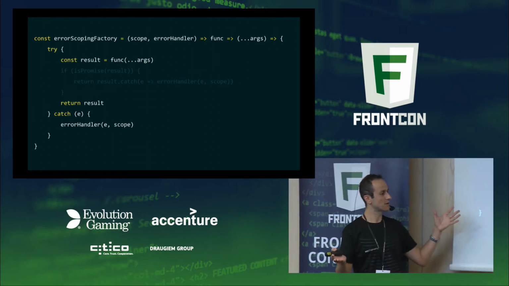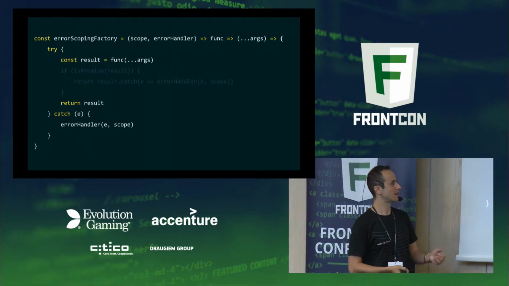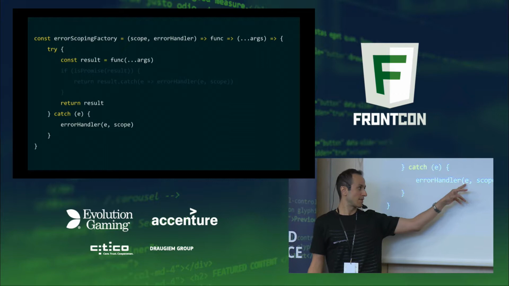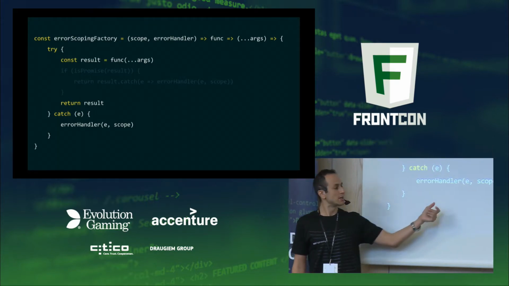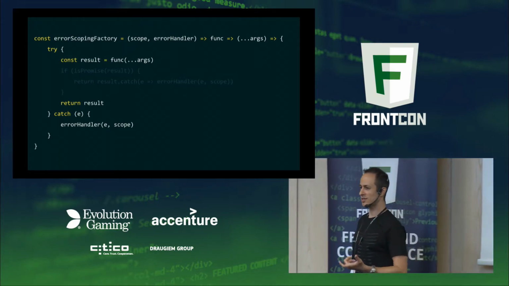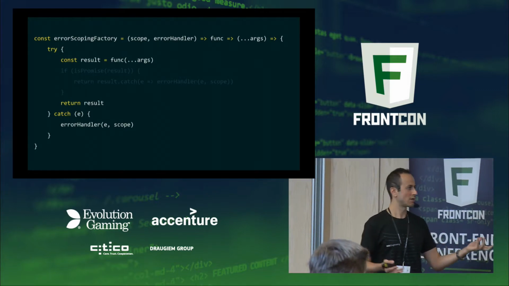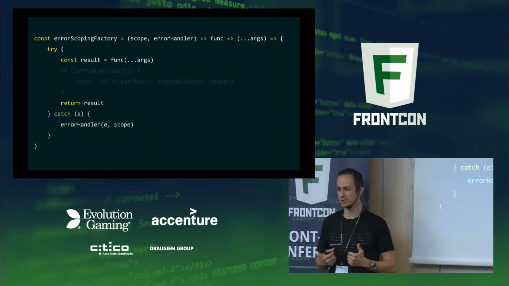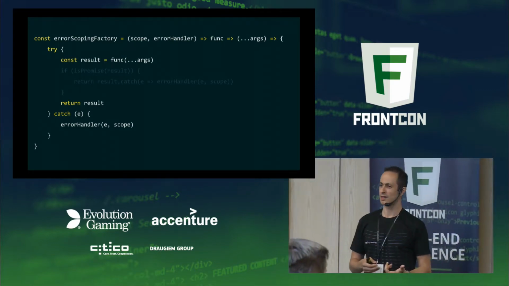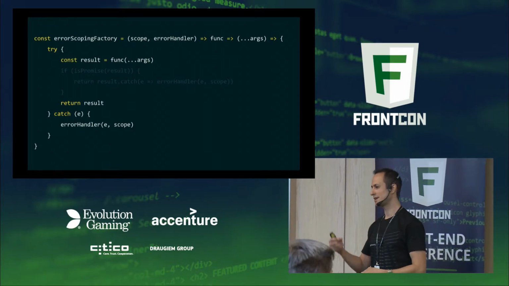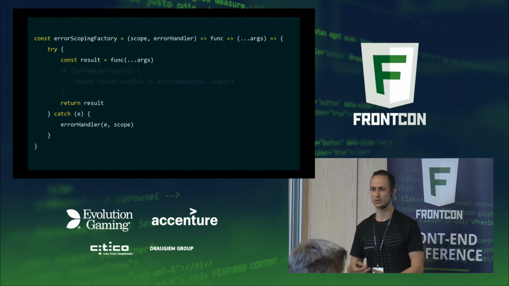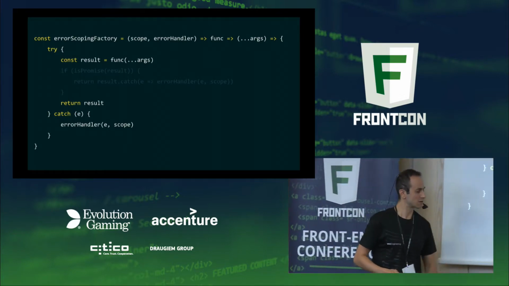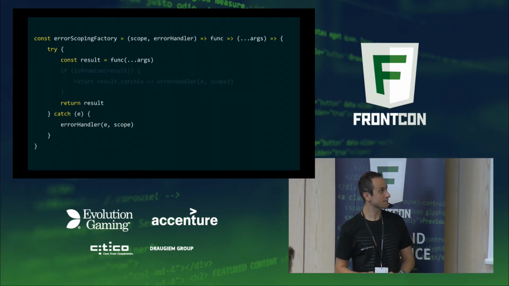In case something goes wrong with all of this scenario, then we call the error handler with the exception and the scope. So the error handler is the function that gets the error and the scope, and the user, the consumer of this error boundary, can decide what to do with it. Like, this error happened in this scope. What would you like to do? You want to ignore it? You want to report it? Anything, all logic such as that will be here.